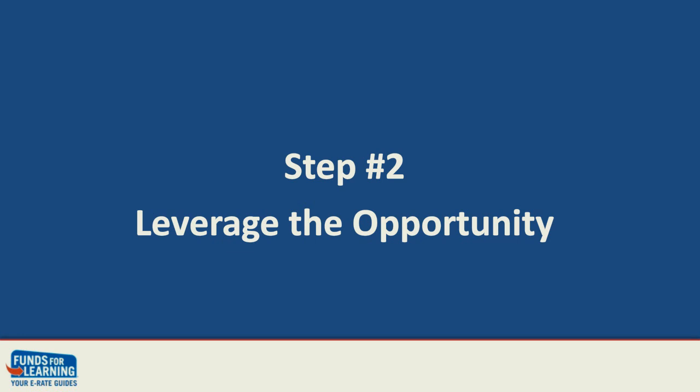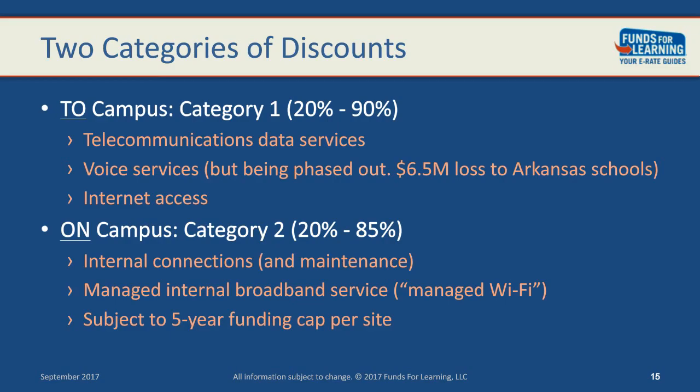Great. Okay. Number 2 in the steps to maximizing E-rate funding is really leveraging this opportunity. And it's one thing to say, hey, there's $4 billion available, but that's just kind of a big number, and how does that translate to my school or to my library system? And so, I think really internalizing what this opportunity represents is important.